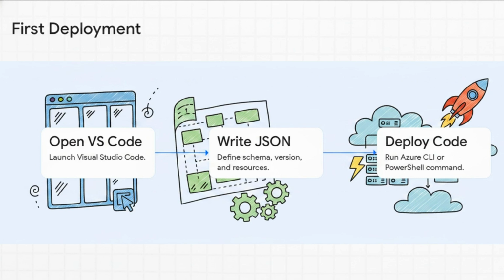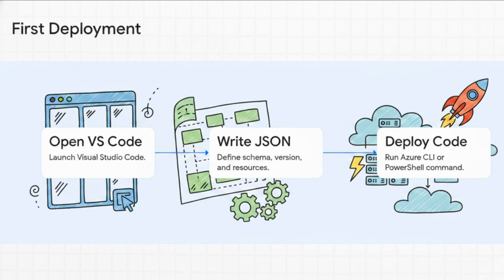You define your schema URL, your version, and drop a basic Azure storage account block right into the resources array. Maybe you name it something simple like My Storage App. Step 3, you run the deployment command. Using the Azure CLI, you type az deployment group create. Then you pass it 2 vital pieces of info: the resource group, which names the specific sandbox you want this built in, and the template file, pointing it to your local JSON file.